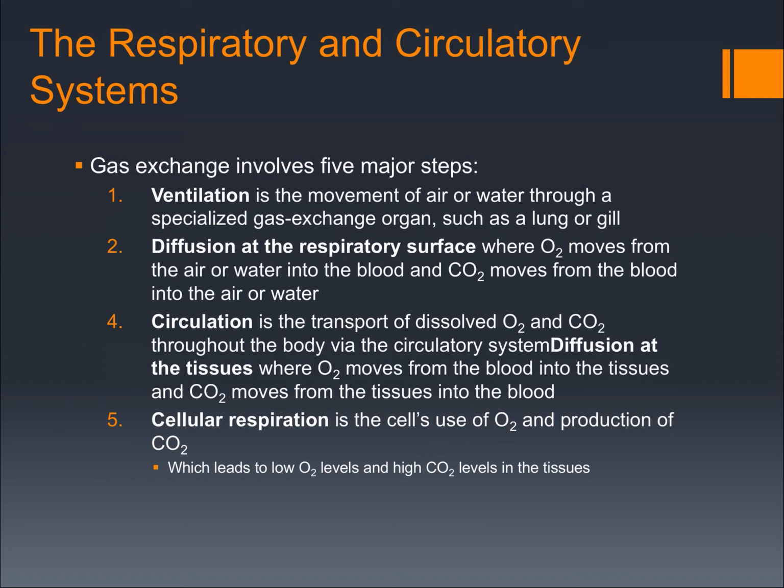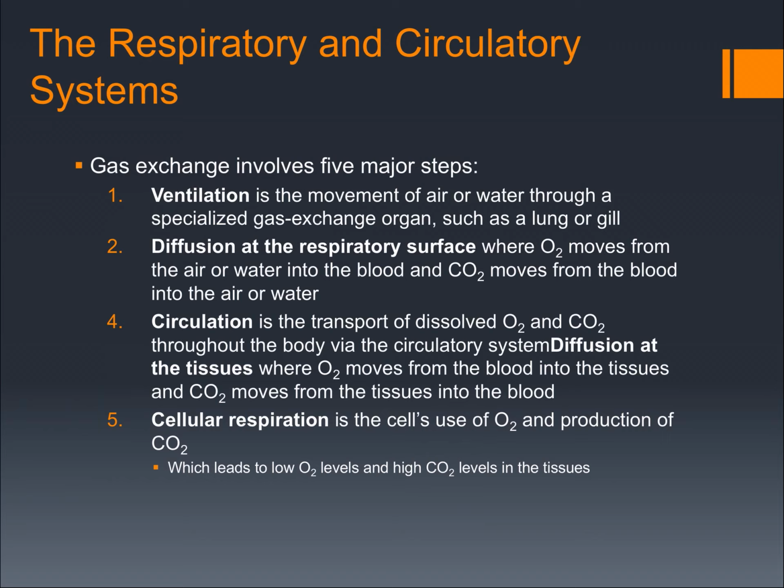So there's 5 major steps here that are involved in gas exchange. And these taken together show the interconnectedness of the respiratory and circulatory systems. So the first step is ventilation. So that's the movement of air basically through the lungs or the gills. So ventilation is breathing. So there's pulmonary ventilation, we think about the lungs. There's other types of ventilation as well.